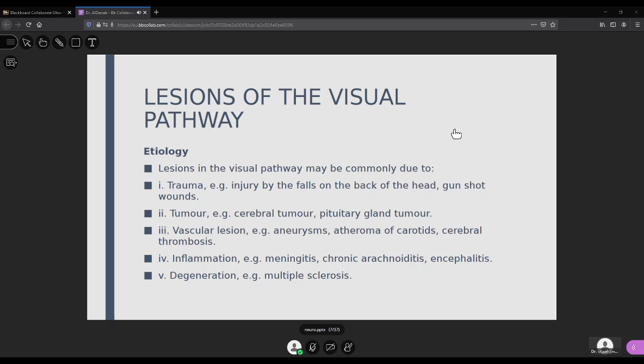Etiology. Lesions in the visual pathway may be commonly due to trauma, like injury by falls on the back of the head and gunshot wounds; tumors like cerebral tumor and pituitary gland tumor; vascular lesions like aneurysms, atheroma of carotids, cerebral thrombosis; inflammations like meningitis, chronic arachnoiditis, encephalitis; and degeneration like MS, multiple sclerosis, very important.